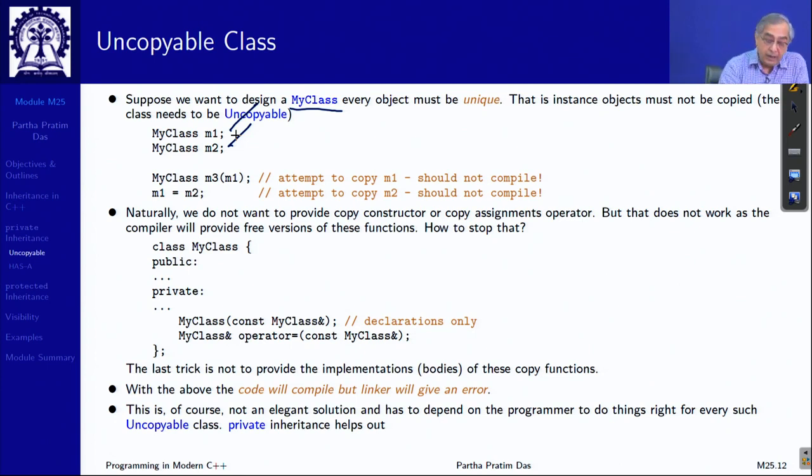Now, given the class, we know that I can make a copy of M1 into M3 using the copy constructor. This is always possible if I write a class. Or if I have two objects M1 and M2, I can assign M2 to M1. What does that mean in the real world? In the boutique world, what does that signify?